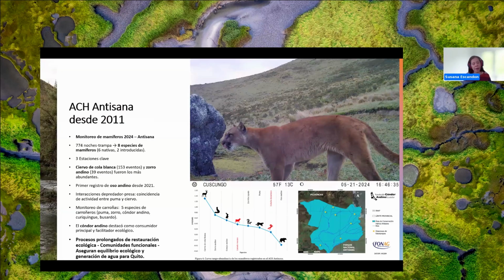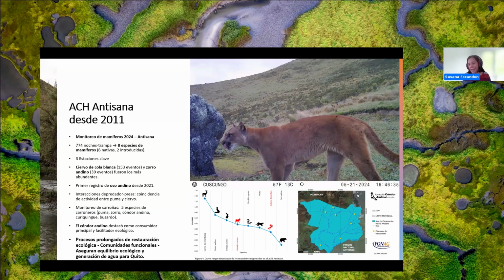I want to talk a little bit about 2 specific areas to understand the difference and the relationships between them. We have worked with the Antisana area since 2011. In 2011, they acquired an important area called the Conservancy of Antisana, which was 700. This is next to a very important national park also called Antisana.